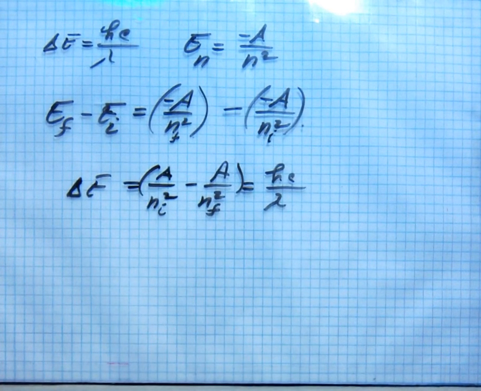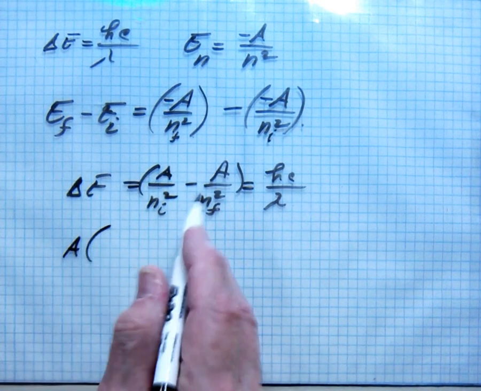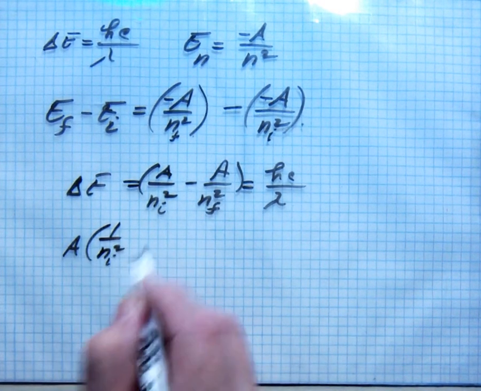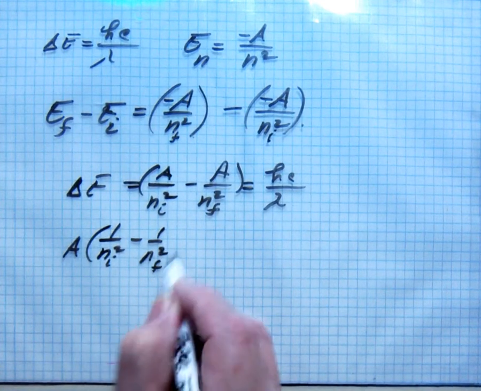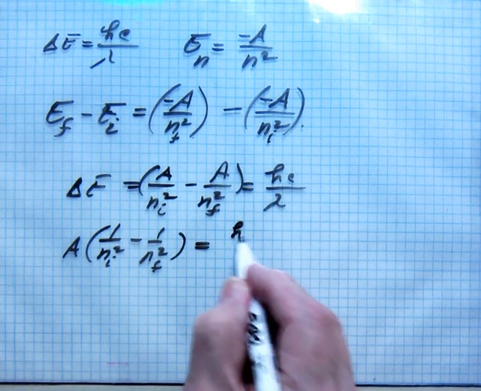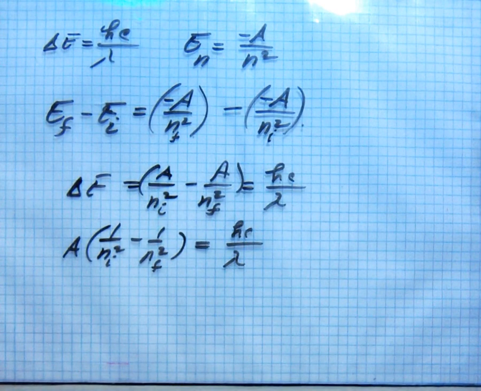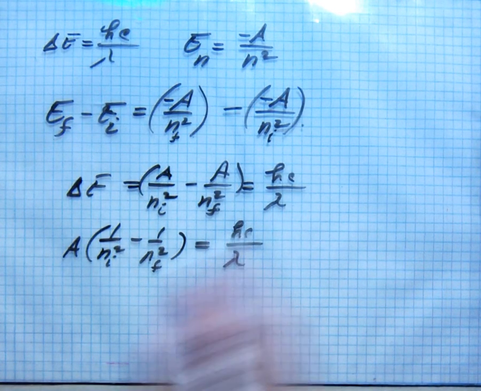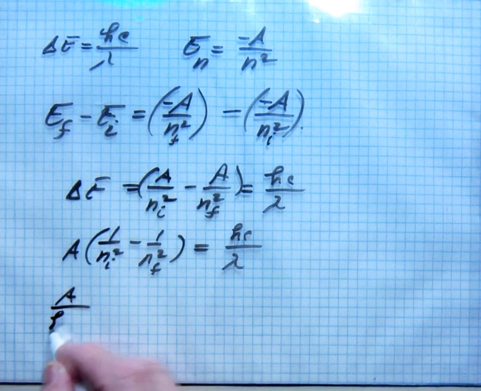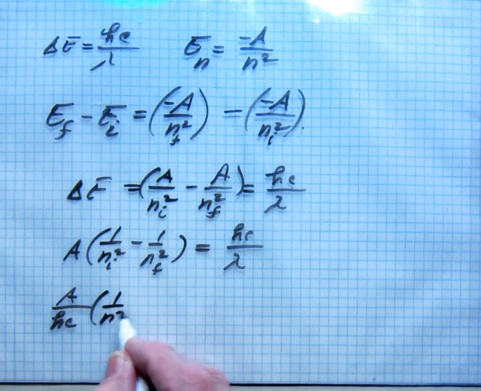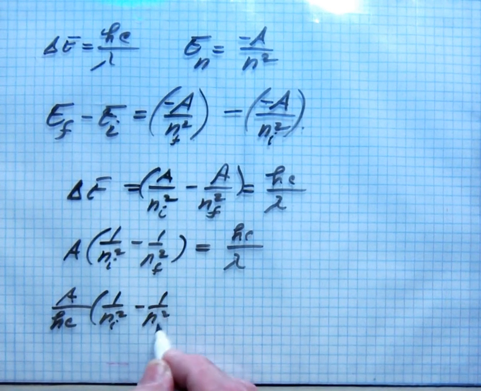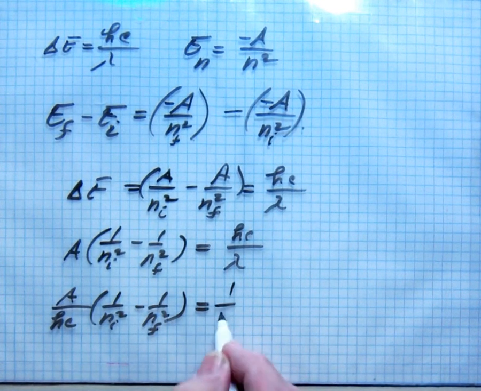Now, mathematically, you rearrange. You factor out the constant A, and you wind up with 1 over n squared initial minus 1 over n squared final is equal to hc over lambda. A is a constant, h is a constant, c is a constant. Transpose h and c to the left side, and A over hc is what we'll wind up with. So now we have A over hc times 1 over n squared initial minus 1 over n squared final, an equation in terms of the wavelength.